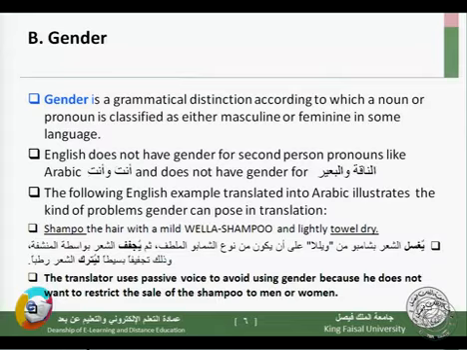which asked him to translate asked him, look, make it passive. We want to sell shampoo to men and women. Do you understand? So you need to look at gender this way. It's a very tricky problem. All right? This is just a brief example. Now the translator uses passive voice to avoid using gender because he doesn't want to restrict the sale of the shampoo to men or women. Okay?